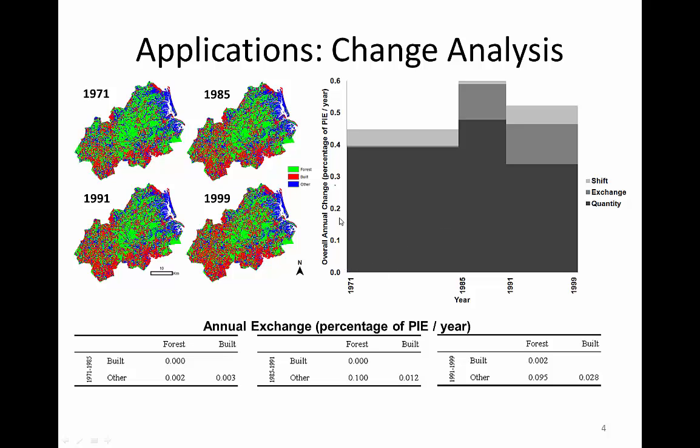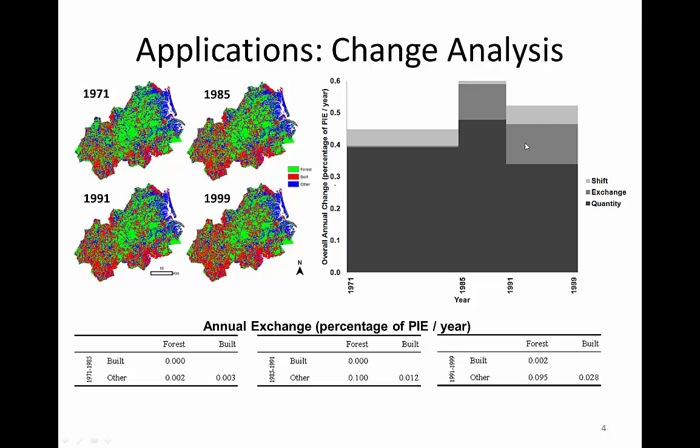The y-axis of this graph shows the amount of change divided by the number of years of each interval. We found that in all three intervals, quantity difference was the largest type of difference. In the first interval, exchange was almost zero, and shift corresponded to the largest proportion of allocation difference. In the second interval, allocation difference increased, with exchange being the largest amount of allocation difference. In this second interval, shift was almost zero.